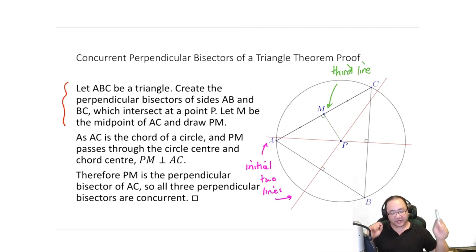So the reason that we can just choose any edges without loss of generality, which is going to be a common term in the proofs, is that by now you probably would have realized that it doesn't actually matter which two sides you begin with, because the third side is equivalent in definition to the other two, and as a result they will all be concurrent together. That's kind of the general idea.